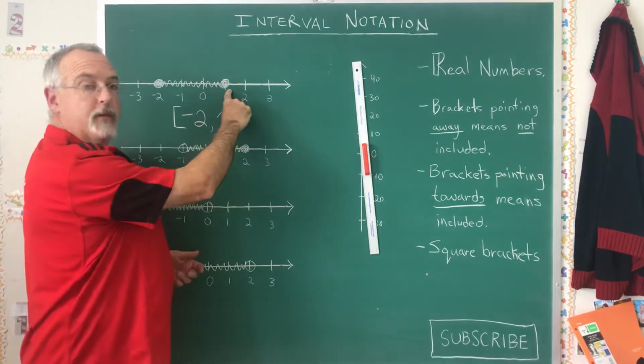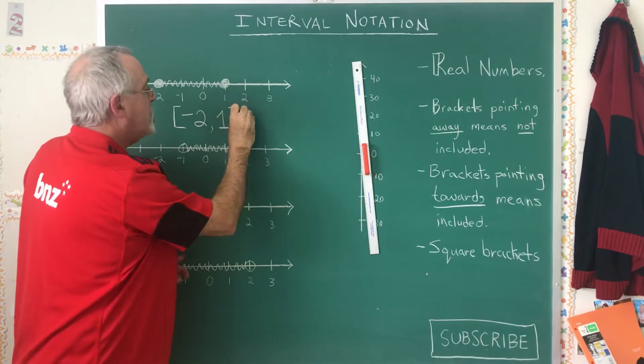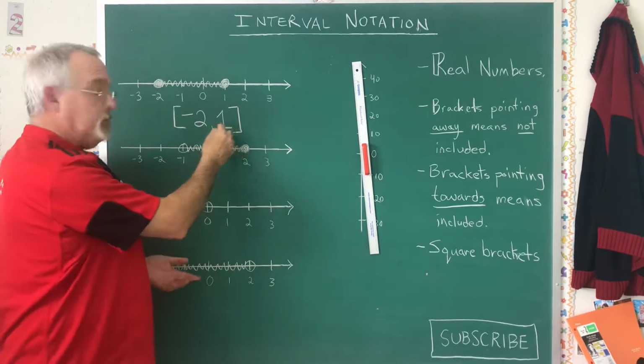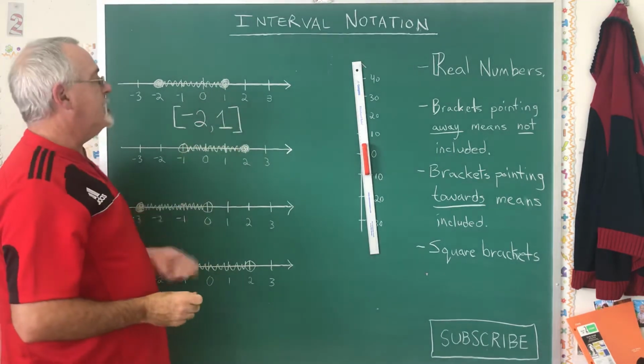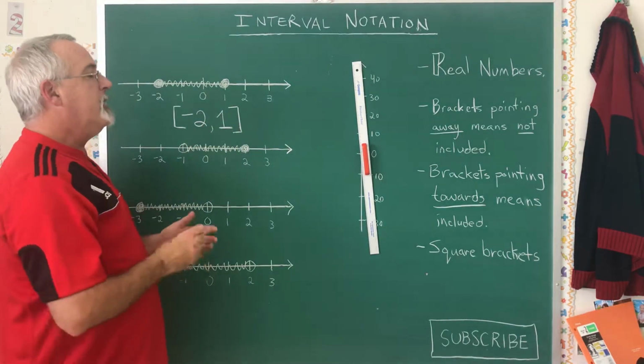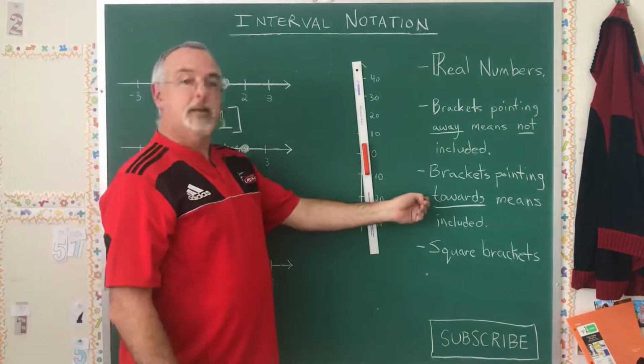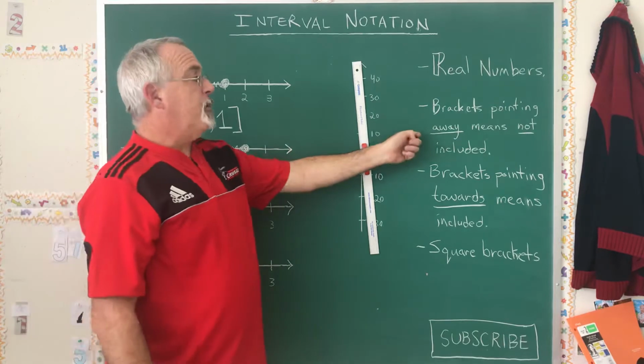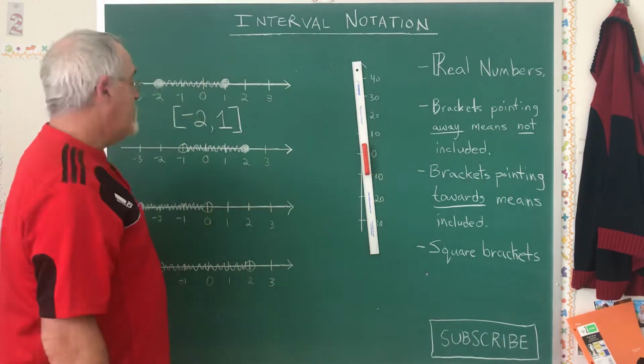1 is also part of our answer. It's a solid circle. So I use a square bracket. This time it's pointing to the left because it's pointing towards the 1 and showing that the 1 is included in the answer. So when the brackets are pointing towards the number, that number is included. If brackets are pointing away from the number, it means the number is not included.